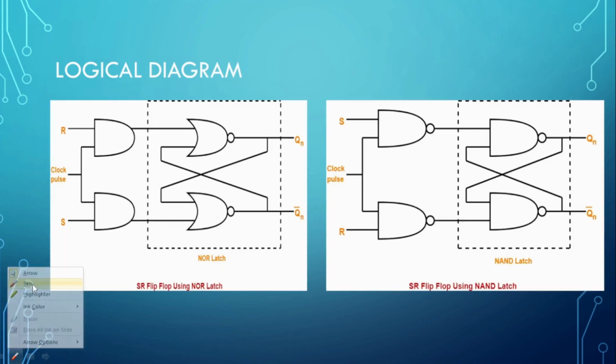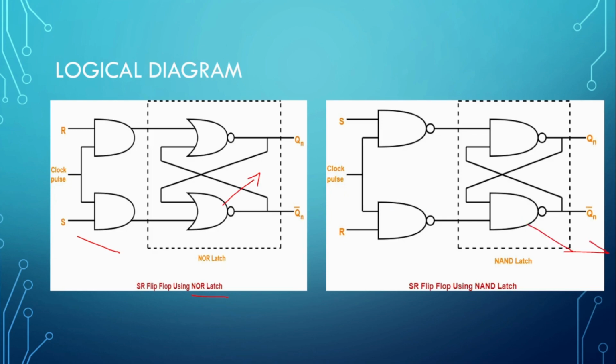This is the logical diagram of SR flip-flop. This one is made using the NOR latch. This is the NOR gate, right? And this one is the NAND gate, the NAND latch. And this is called a flip-flop. And this flip-flop is connected with the two inputs, that is S and R, with the help of the clock.